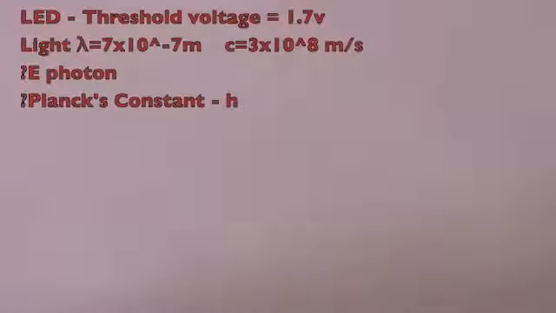Question 1. We are told that there's a light emitting diode whose threshold voltage is 1.7 volts. That means you need to put 1.7 volts across it before it will light up. We're told that the light has a wavelength of 7 times 10 to the minus 7 meters. We know that the speed of light is 3 times 10 to the 8 meters per second, and we are asked to find the energy of the photons that are emitted, and we need to calculate Planck's constant h.